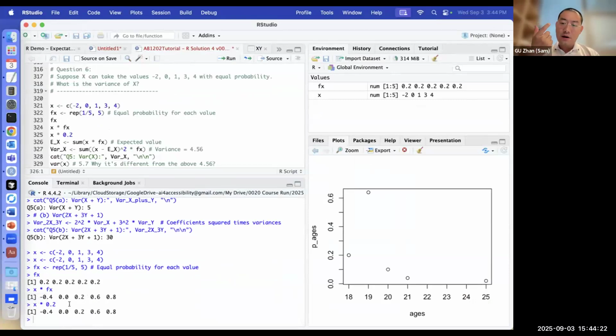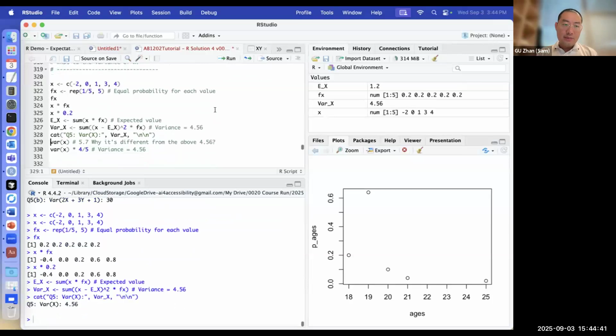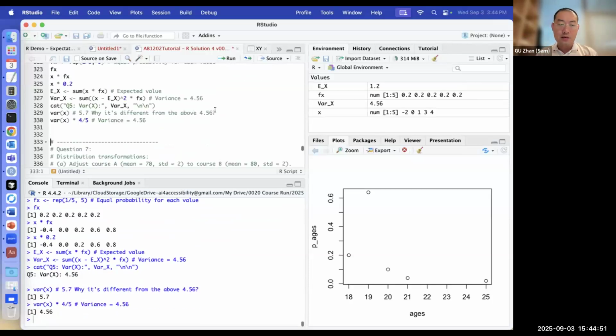If there is a shorter vector and a longer vector, when there's a longer vector, the shorter vector will be reused, or called recycled again. So expected value, okay, expected value. And the variance again is straightforward. Then expected value and variance is this, 4.56. So this is the variance of the population.